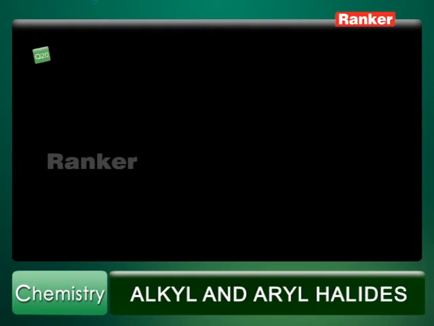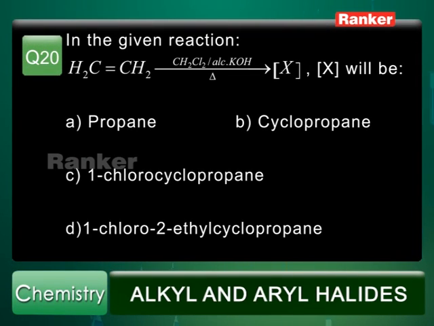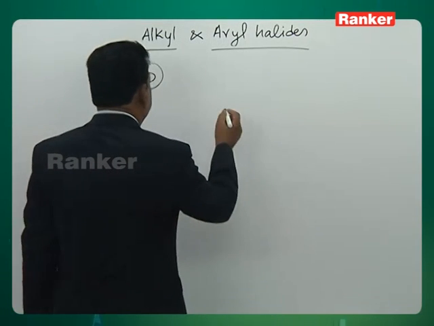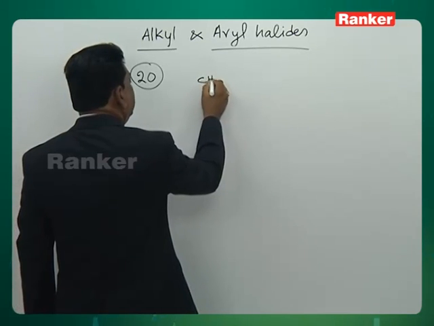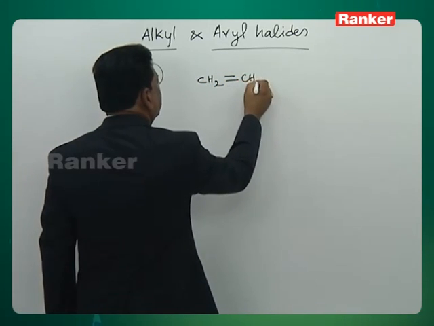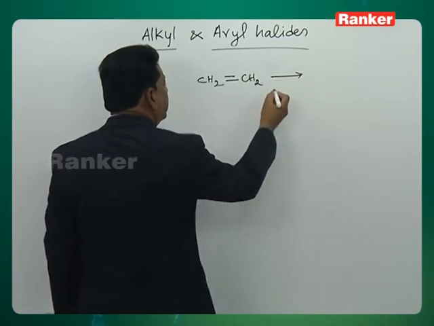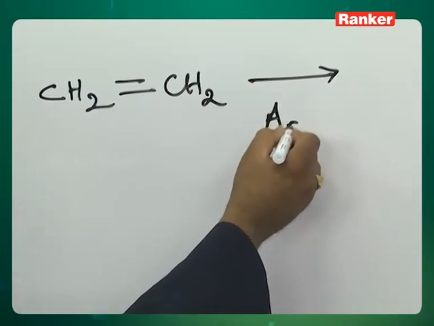20th question. In the given reaction, ethylene is treated with dichloromethane in presence of alcoholic KOH and heated, and X is formed. X will be: option A is propane, option B is cyclopropane, option C is 1-chlorocyclopropane, option D is 1-chloro-2-ethylcyclopropane.